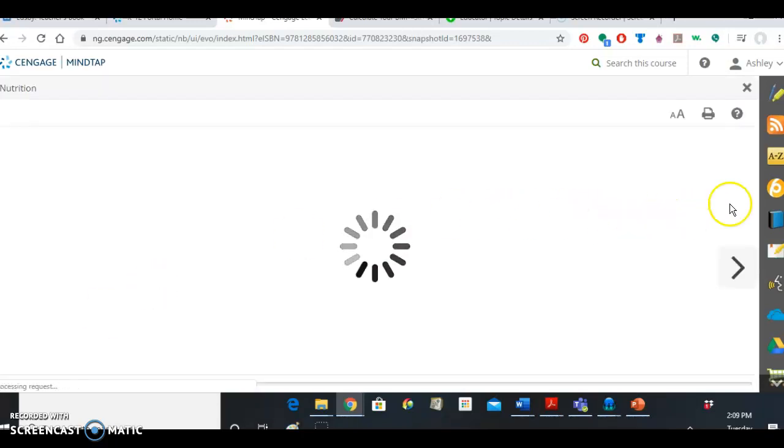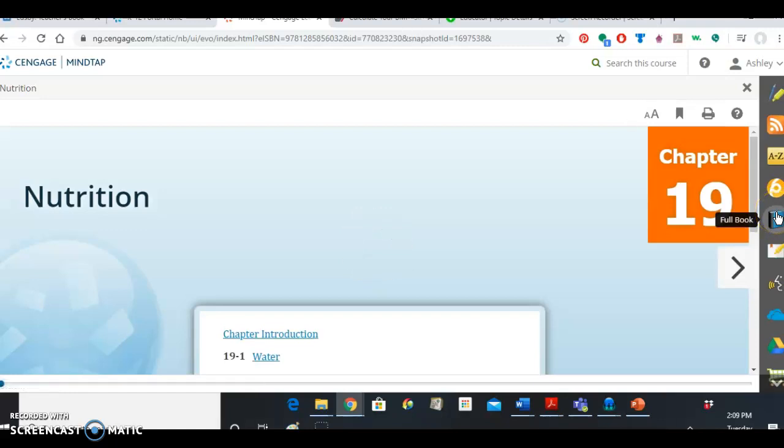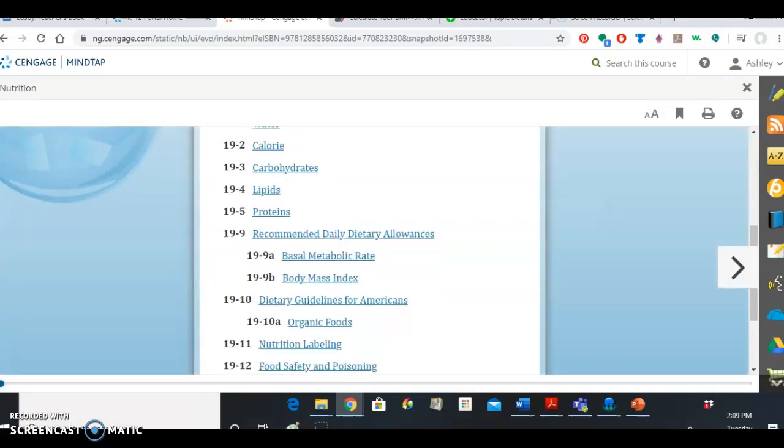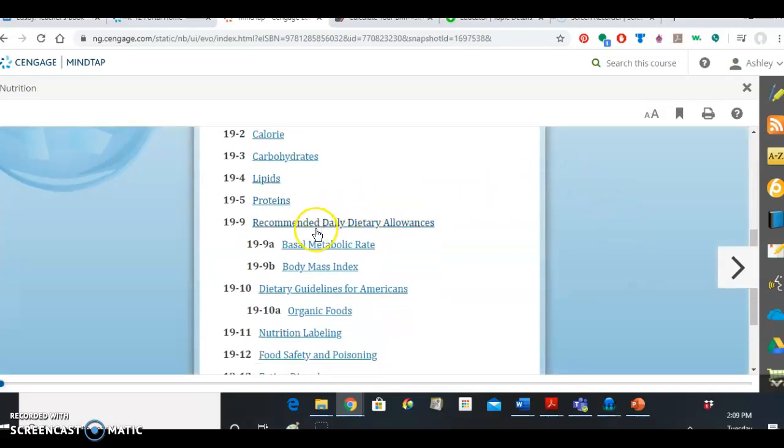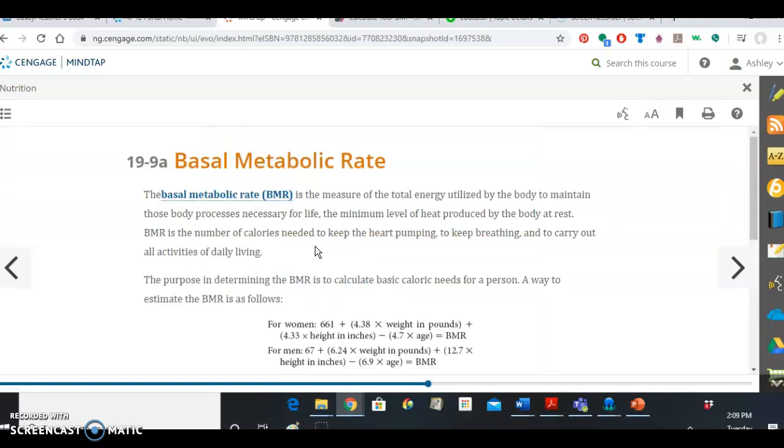You also have over on the right side here, you could have clicked the full book and searched for it that way, but here you can either arrow over, and I told you it's 19.9A on the worksheet, but you can also just come here and you can see there's 19.9A for basal metabolic rate. So this is going to give you the reading that you want to do and the equation.